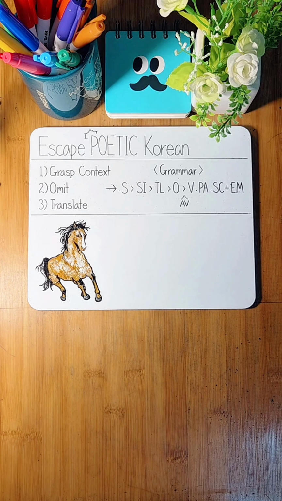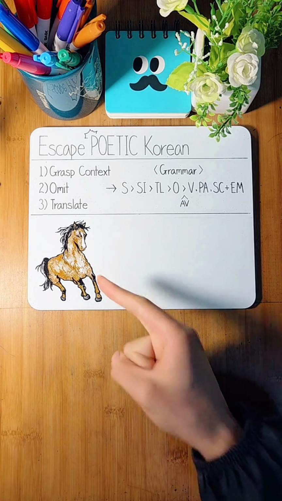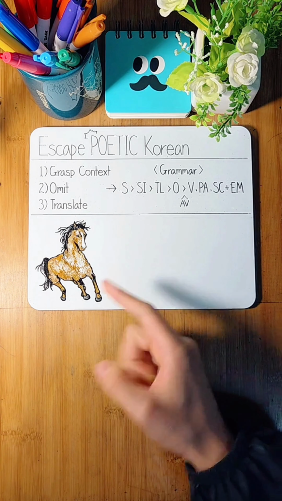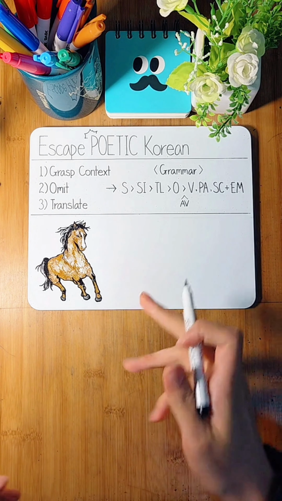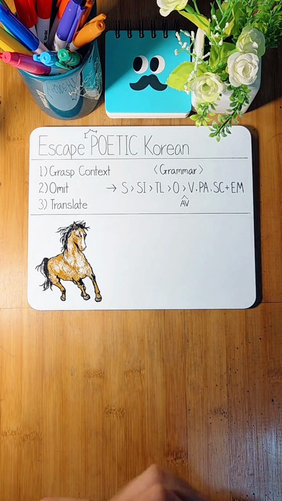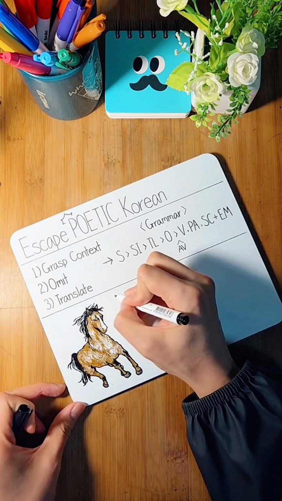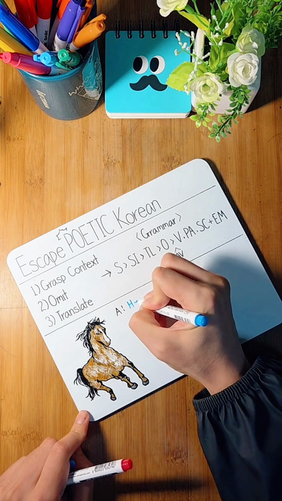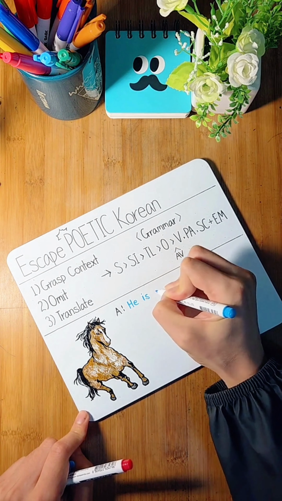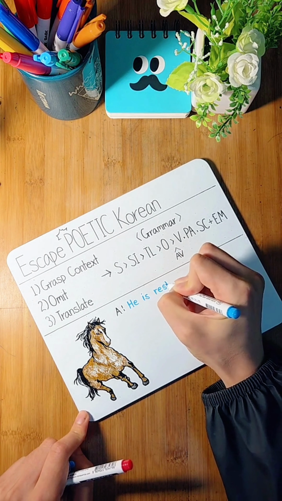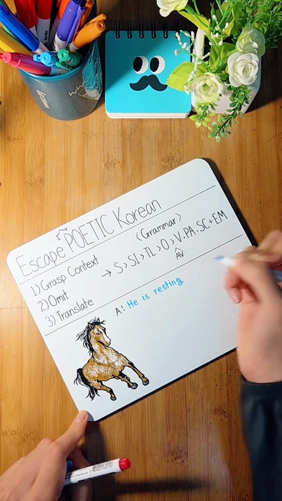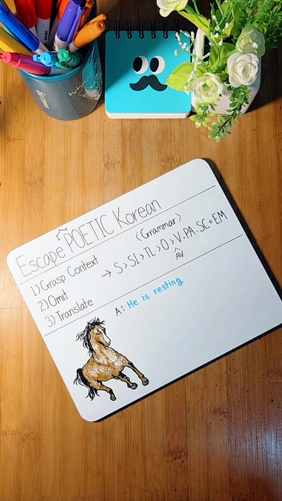Yes, we have a horse, but the horse is injured. B didn't know that the horse was injured, so B says, oh, where is he? Because he's usually running around at this time. Where is he? And A will say, he is resting, as a way of saying he is getting some rest. He is resting.